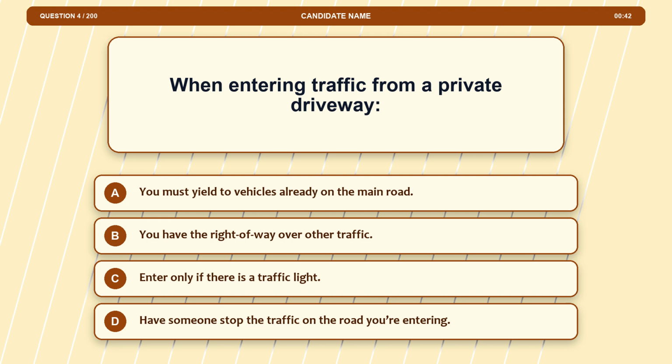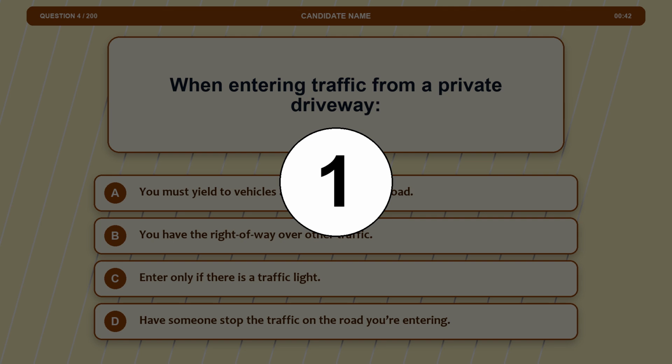Question 4. When entering traffic from a private driveway. Option A. You must yield to vehicles already on the main road. Option B. You have the right of way over other traffic. Option C. Enter only if there is a traffic light. Option D. Have someone stop the traffic on the road you're entering.